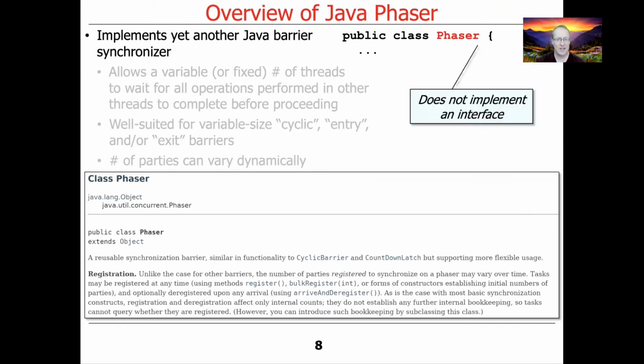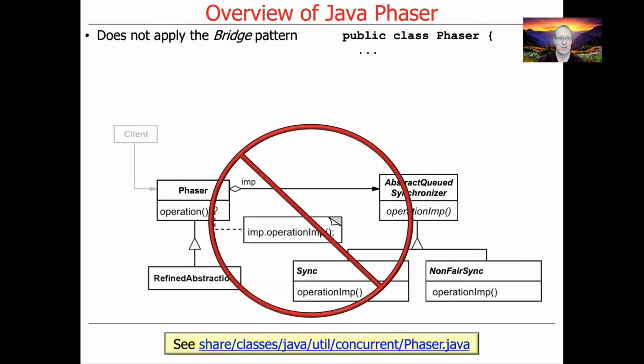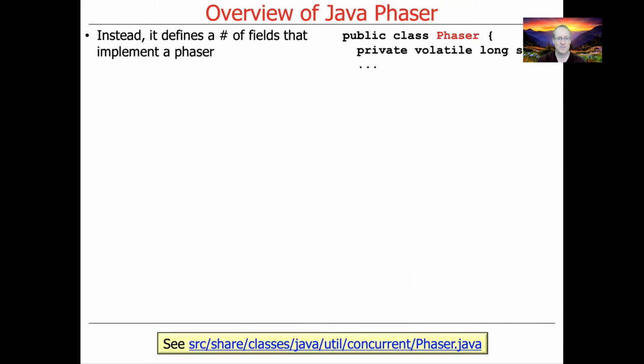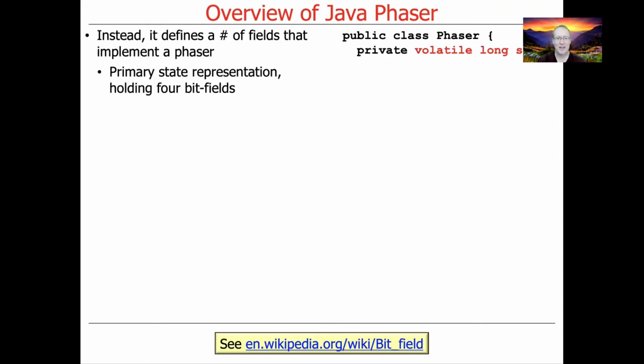Phaser, like countdown latch and cyclic barrier, does not implement any interface that's important for our purposes, nor does it apply the bridge pattern. It uses its own implementation that's orthogonal to the abstract queued synchronizer framework, and so on and so forth. So it's its own thing. Instead, what it does is it defines a bunch of fields that it uses to implement the phaser semantics. And this is a really interesting implementation.